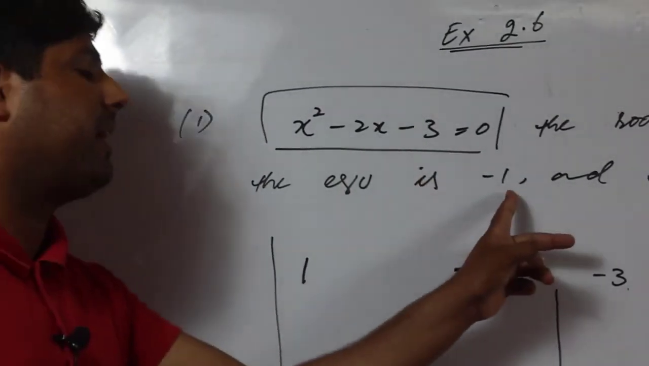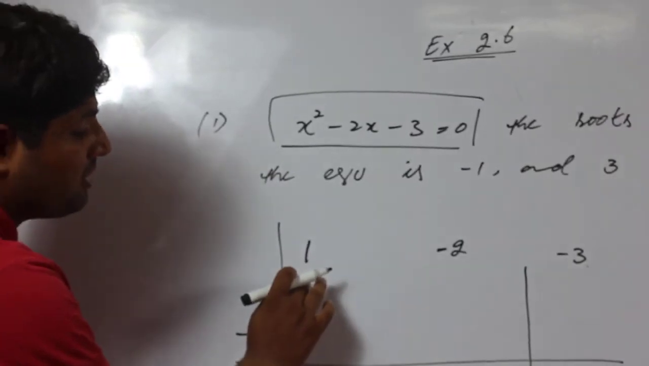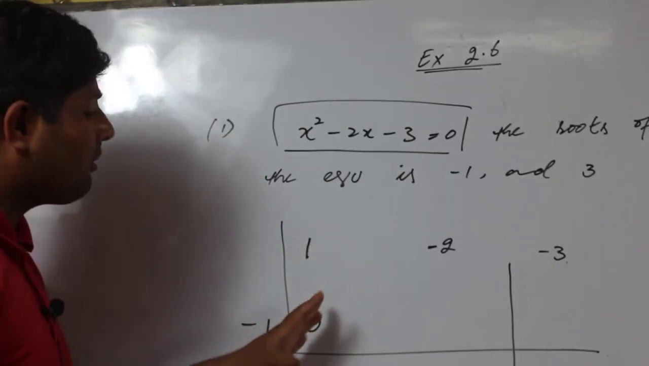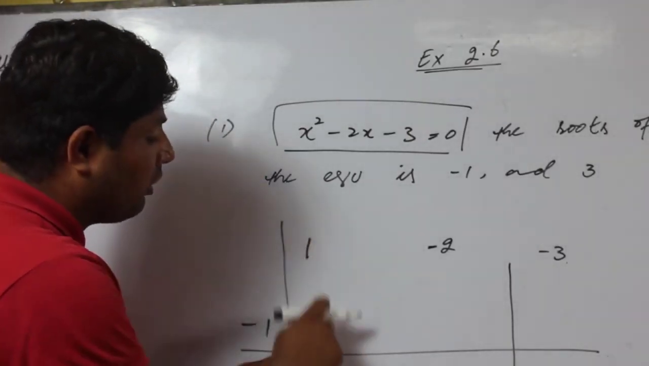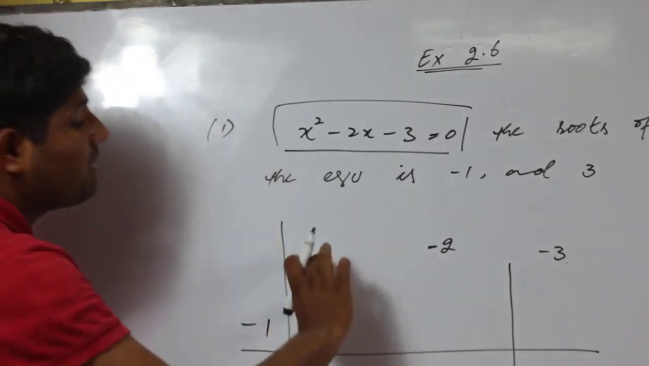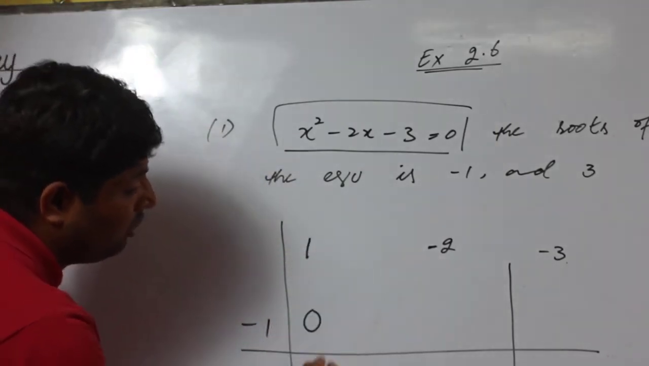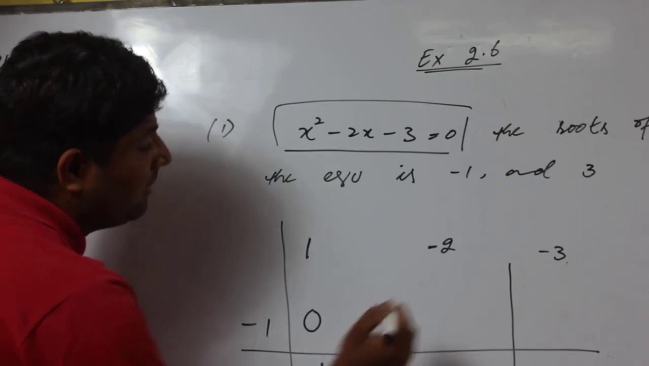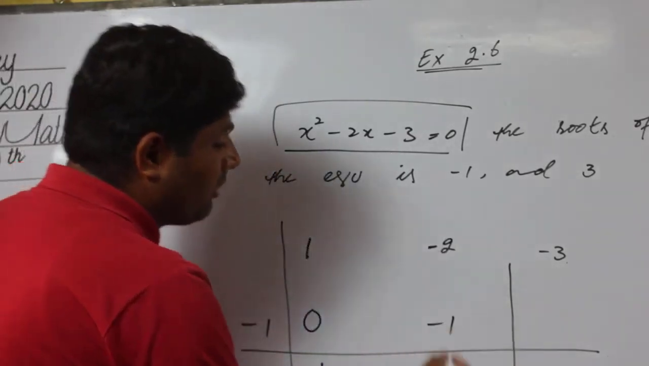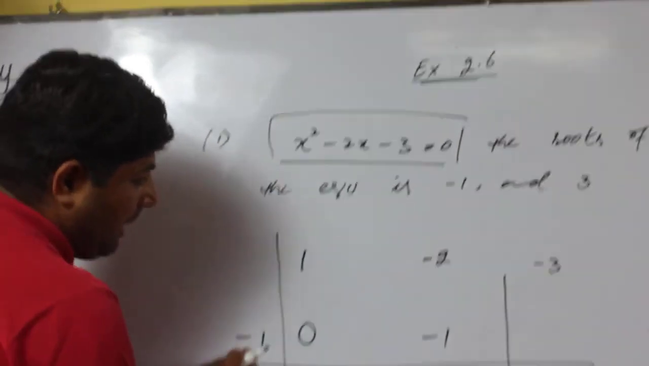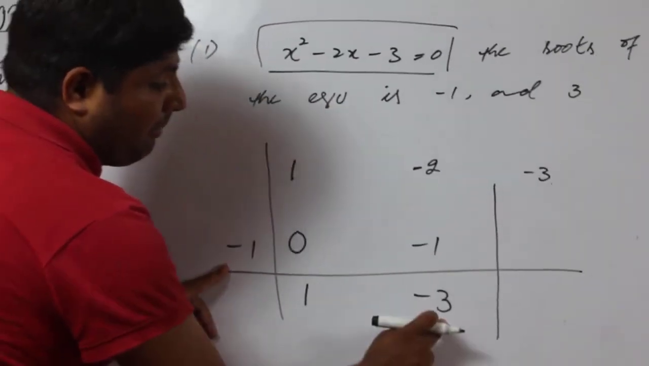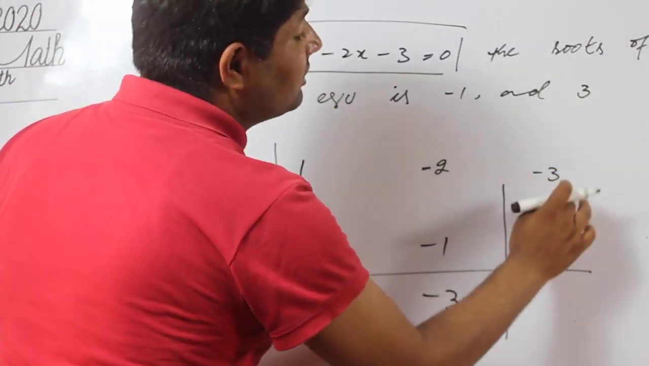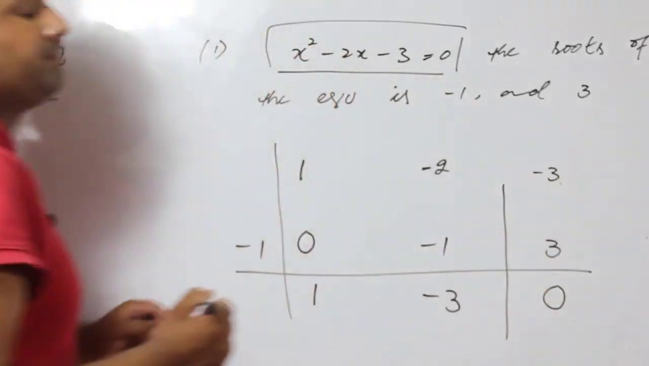First we divide by minus 1. In every question, put 0 first and bring the first digit down. Adding 0 and 1 is equal to 1. After that, multiply. Minus 1 multiplied by 1 is minus 1; adding both terms gives minus 3. Then minus 1 multiplied by minus 3 is 3, since minus times minus is plus. The answer of minus 3 and plus 3 is equal to 0.